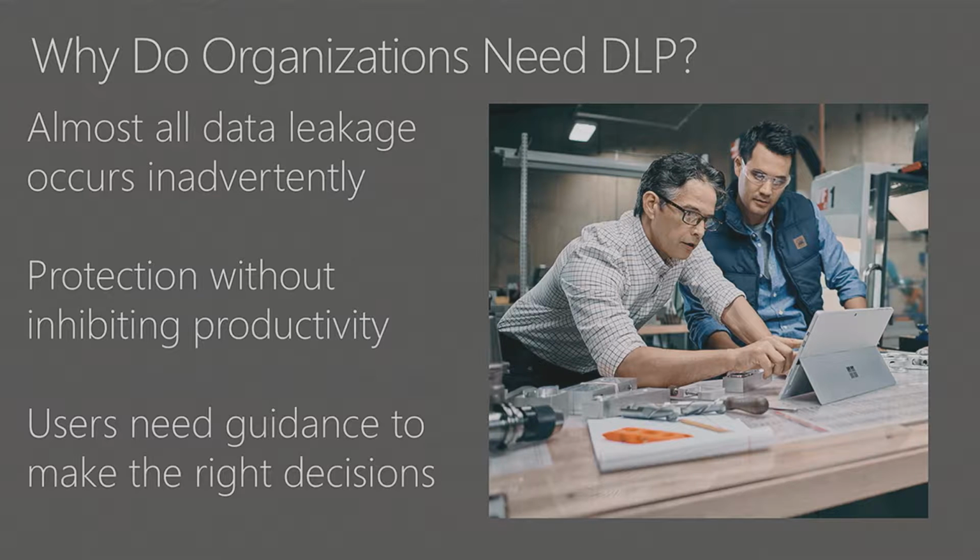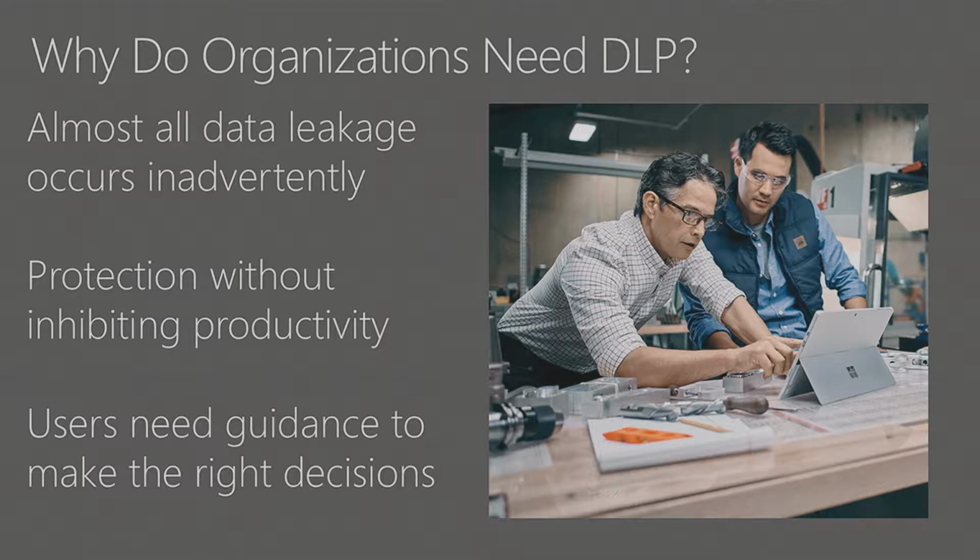We also see organizations looking to have protection without inhibiting productivity, right? There's a fine balance that organizations are trying to find. They want to protect the data that's inside the organization, but they also don't want to kill their information workers' productivity, right? So how do they do that? What's the right balance for them? What are the right policies they want to set up?